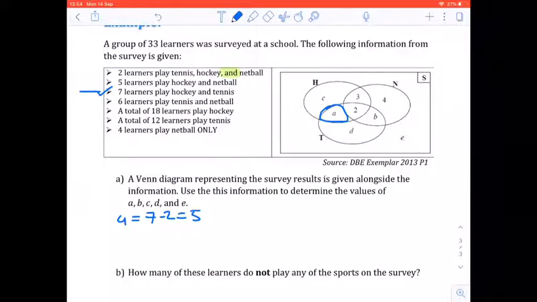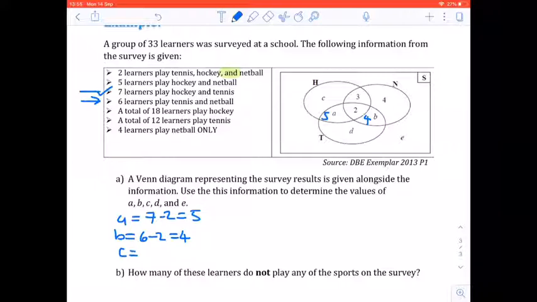Next, let's do B. So B is the intersection between netball and tennis. So let's look for netball and tennis. Here it is there. It says 6 learners play netball and tennis. We've accounted for 2 of them, which is that intersection. So 6 minus 2 would be 4. So B is 4. So let's fill these in. 5 and 4. What I recommend is doing these in pencil so that you can erase them if you feel something's wrong.